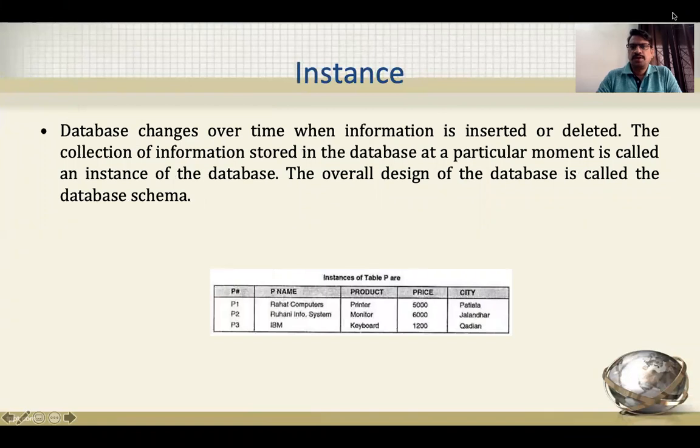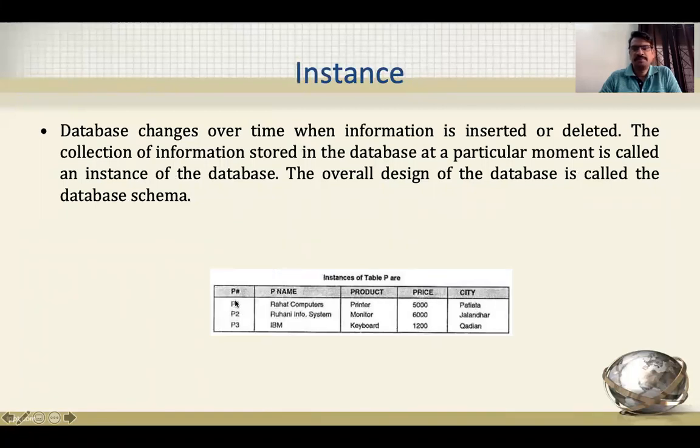Okay, now let's talk about instance. An instance is nothing but the actual data at any particular time. The database changes over time when information is inserted or deleted, right? So these are the information that we are talking about. P1, P2, P3 are in the product number, then we have product name, and then the product's price and city.